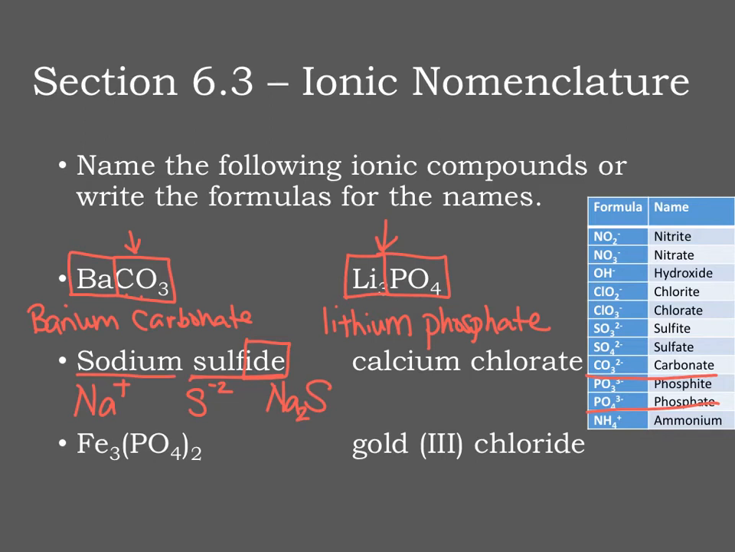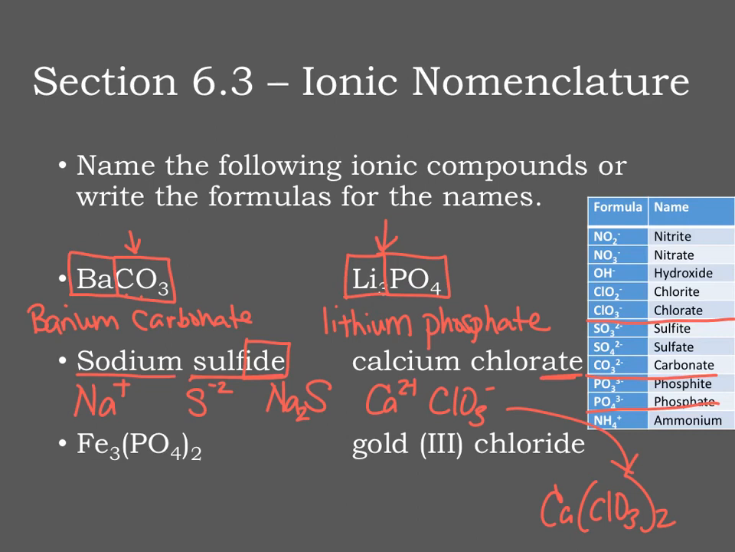Calcium chlorate. Calcium is a 2+. Chlorate, anytime you see ate or ite, make sure you're looking at your polyatomic ion table here. Chlorate is ClO3 with a -1 charge. So our formula will be CaClO3, and I need 2 of them.